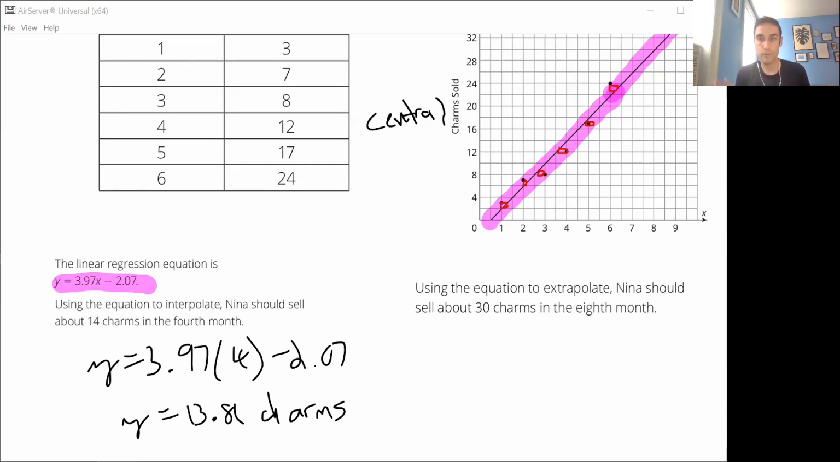And that is close to 14, so it is pretty accurate. Sometimes it may differ, but not really by much. And imagine if you calculated this line by hand, you may be even more off as well.